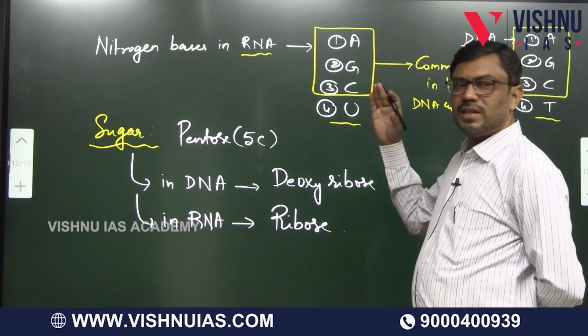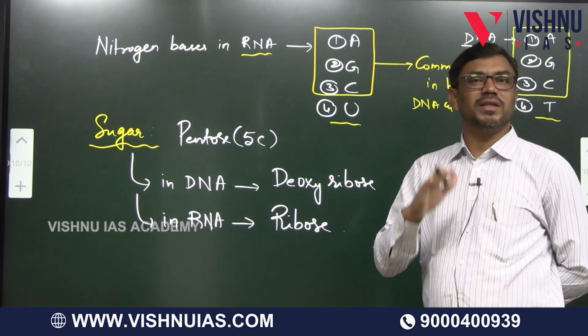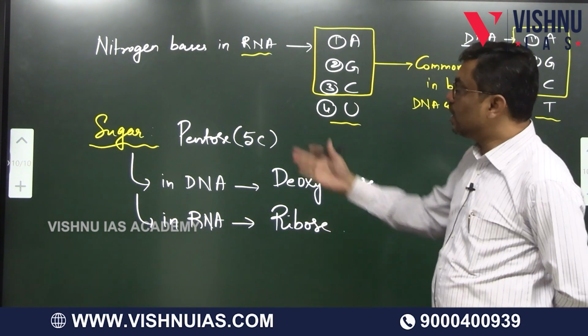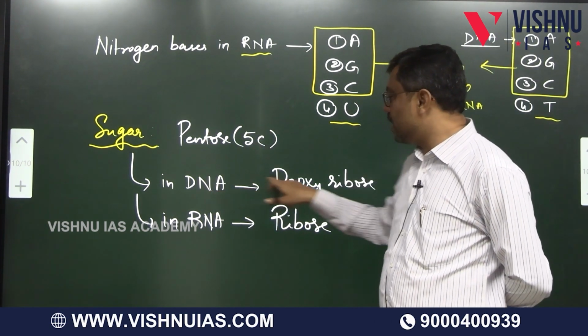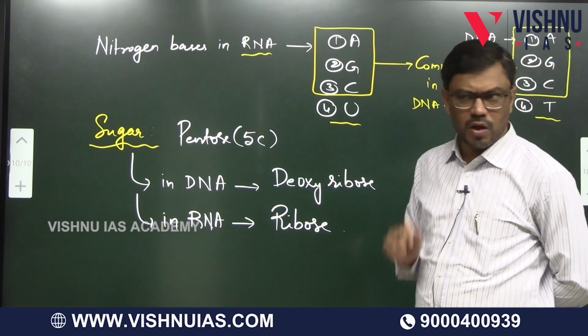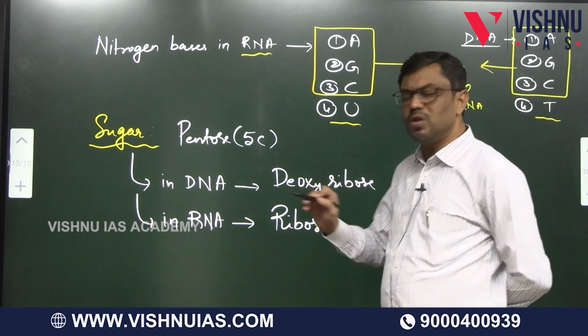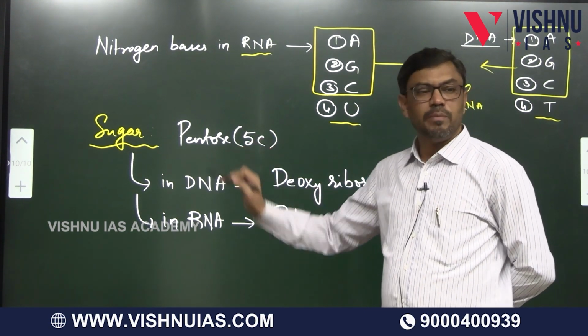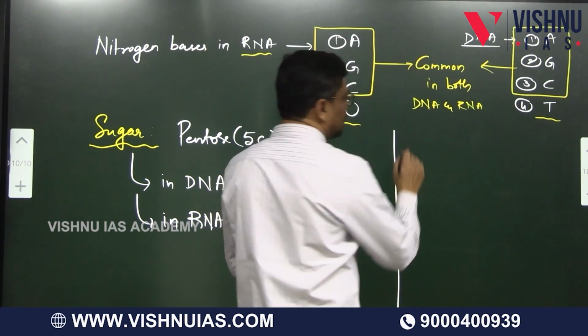Nitrogen bases are two types, purines and pyrimidines. Purines, adenine, guanine. Pyrimidines, cytosine, thymine and uracil. And then the sugar present, pentose sugar. The sugar present in DNA is deoxyribose. In RNA, ribose. Now listen, it is for your understanding. Here ribose and deoxyribose both are pentose sugars. Pentose sugars means, first listen, don't take this one, it is for your understanding only.